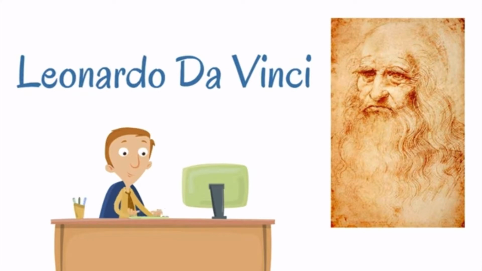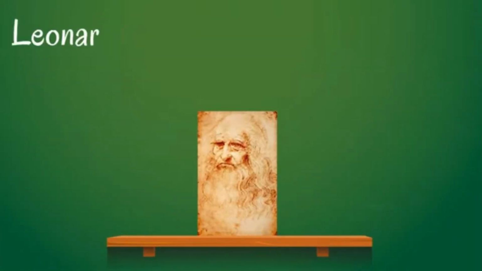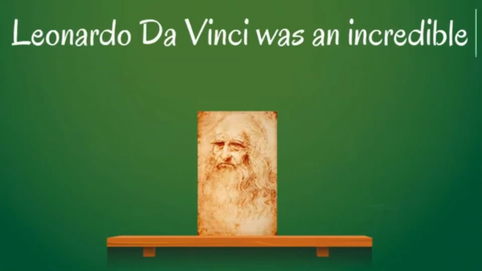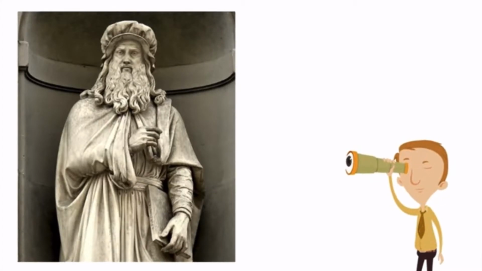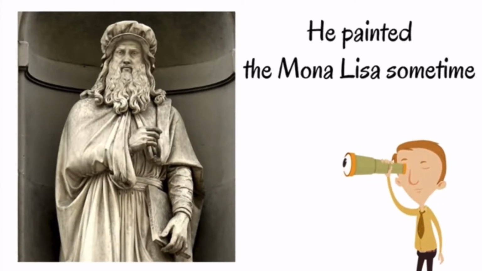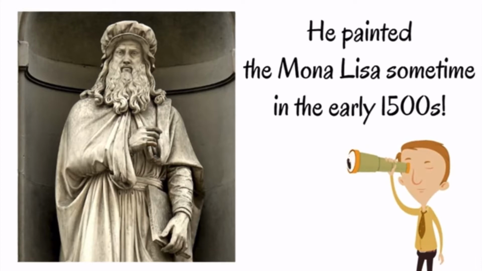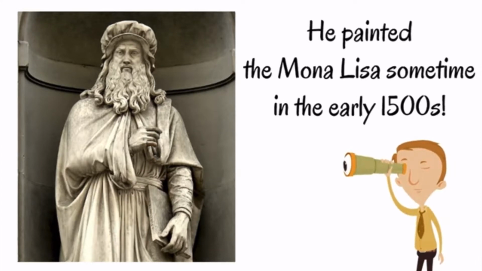Here is a portrait that Leonardo da Vinci made of himself. Leonardo da Vinci was an incredible inventor, scientist, and artist. He kind of did it all. He was like the Renaissance champion. Hey, look at this. Here is a statue of Leonardo da Vinci. He painted the Mona Lisa sometime in the early 1500s. That was a long time ago.